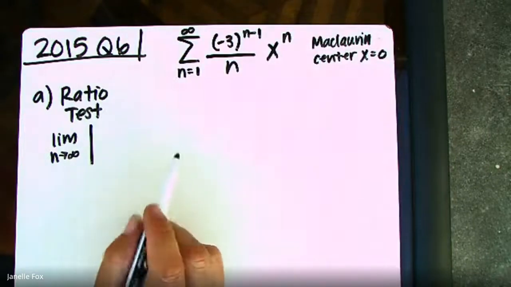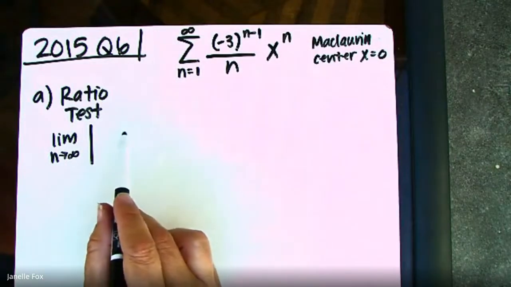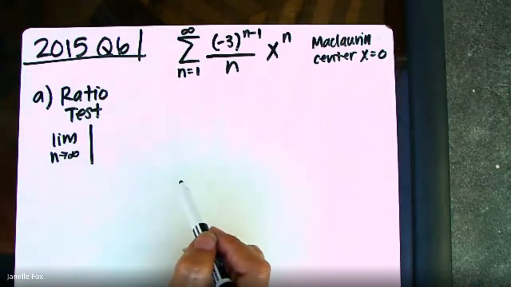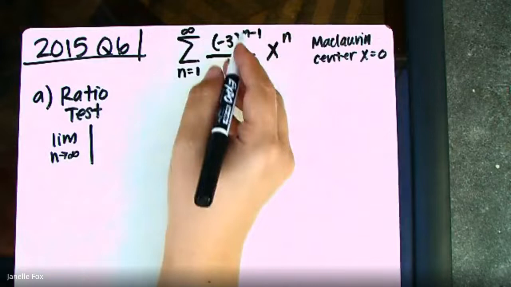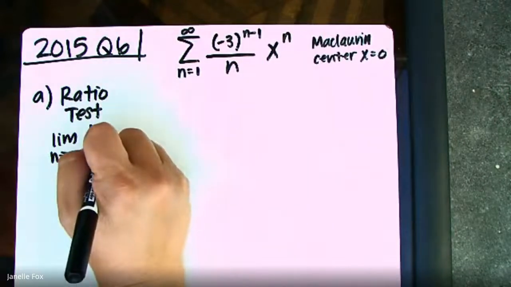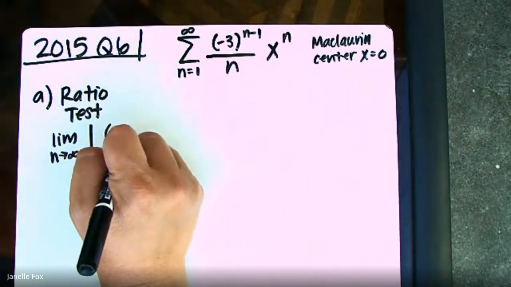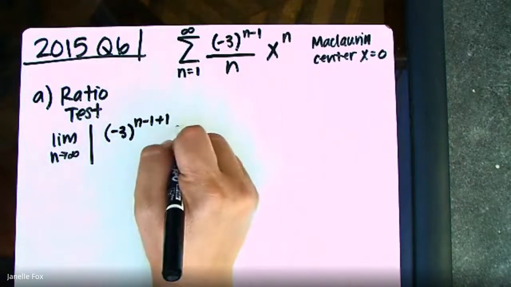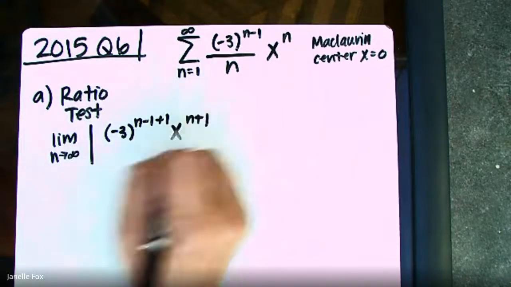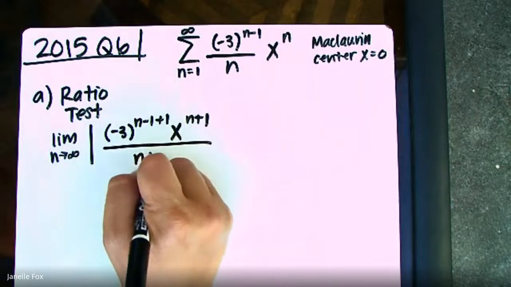So what we're going to do on this one is, instead of dividing by the nth term, we're going to multiply by its reciprocal. Because there's a fraction here, the nth plus 1 term is going to look like this. We're going to do a negative 3 to the n minus 1 plus 1 term. We're going to have x to the n plus 1, and then that's going to be divided by an n plus 1.